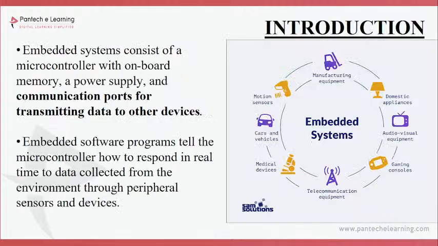Okay. So what is an embedded system? Generally, what is a system first? A system is nothing but all the units assembled together to perform some specific task. An embedded system is a combination of software and hardware.